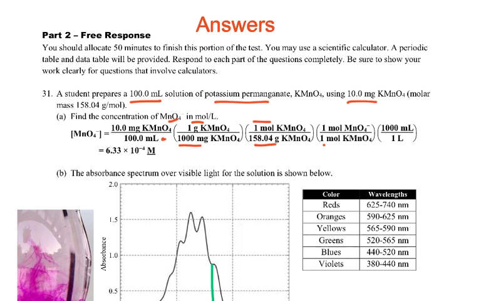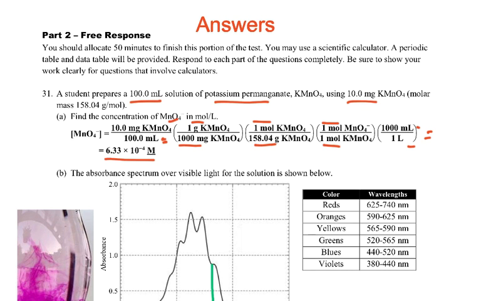For every mole of KMnO4, we're going to get 1 mole of MnO4 minus. And the last thing, the milliliters get changed to liters in that step. So when we do all this, we get 6.33 times 10 to the minus 4 molar. So it's just a nice setup.